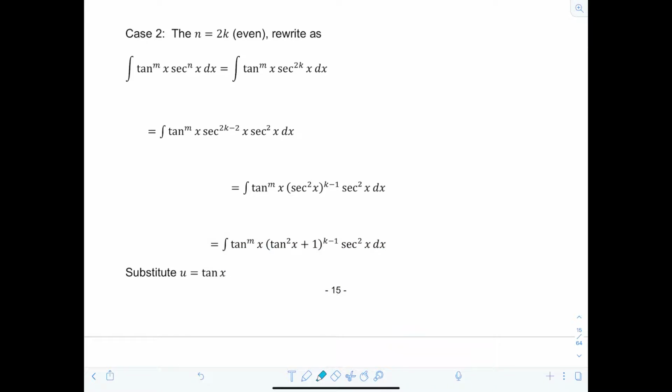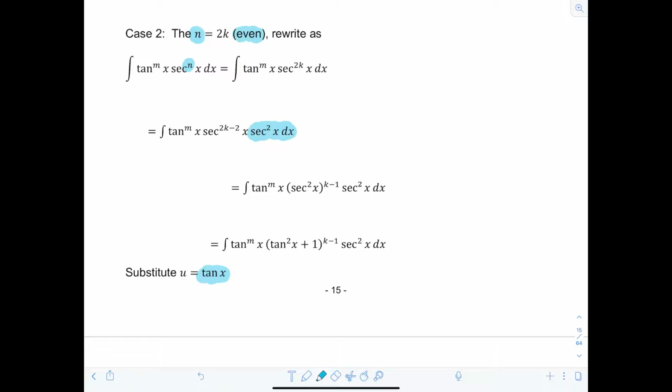This one's actually a bit easier. So if n is even, the exponent on secant, you're actually going to take two of them away. And then secant squared x dx is what you want to get absorbed when you make your change of variables. So that means you would want to let u equal tangent x. So your whole integral needs to be in terms of tangent x.